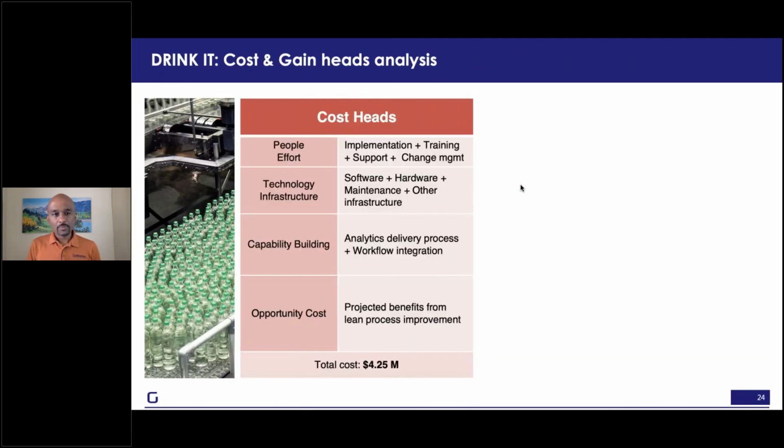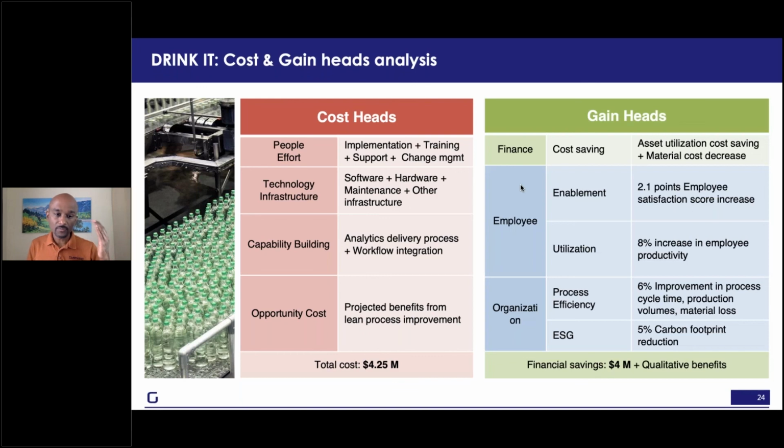So in our example, when you look at all of these costs, 4.25 million is the total cost head for all the ones that you can measure and put together. The gain heads, we have the measurable financial ones, which comes to $4 million as the benefits of savings. And then there are the qualitative benefits, which we are still retaining. We should not do away with that. We just have to project them.